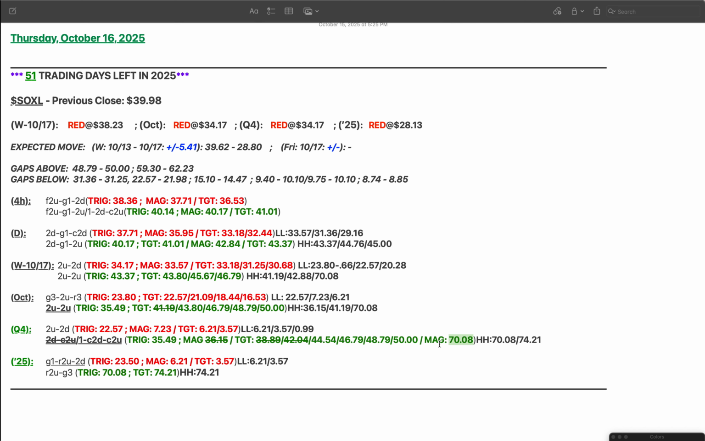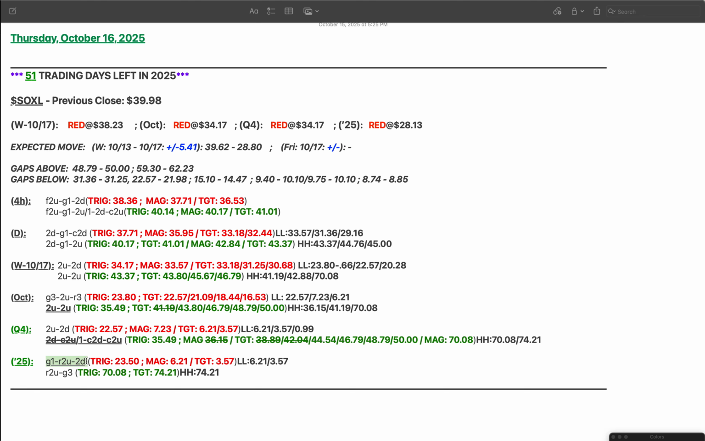So not saying that's going to happen this quarter or next quarter. Probably take a quarter or so to get there. So once we get above that 50 extended target, we'll get a couple more targets put out there in between it and the 70.08. But for right now, still looking for to first get to this 44.54. But still in force with the 1 combo 2 down, combo 2 up, as long as we're above 36.15.